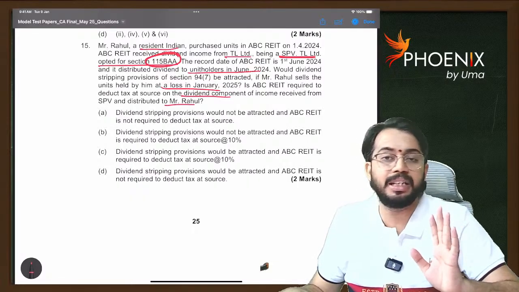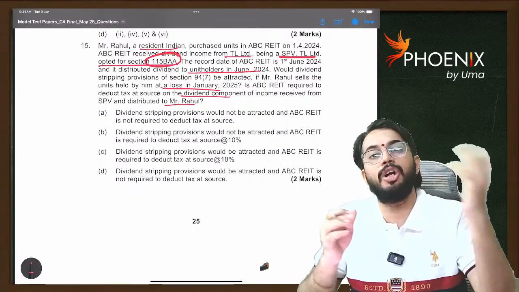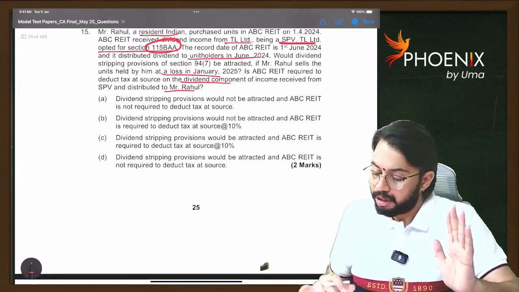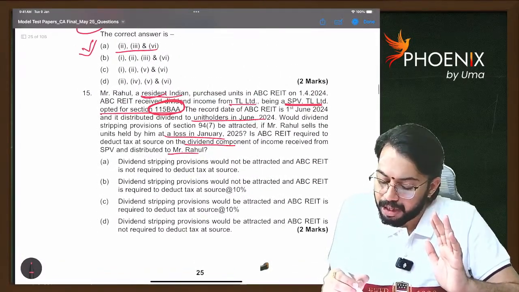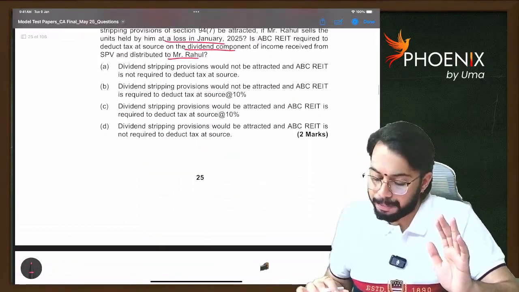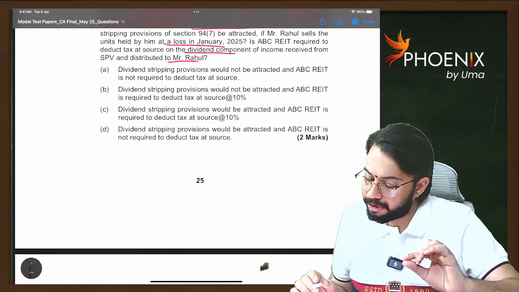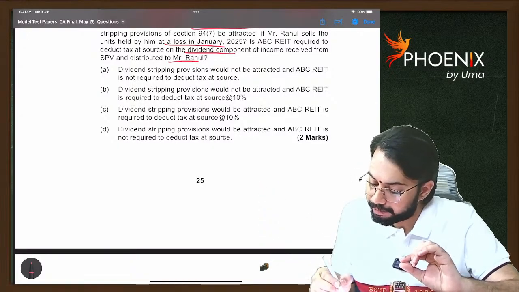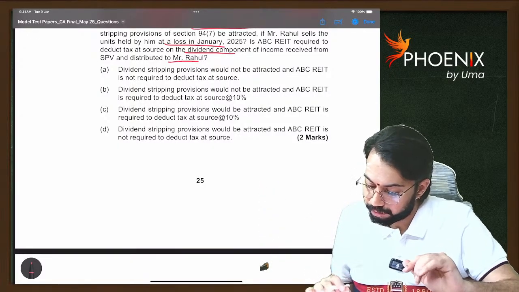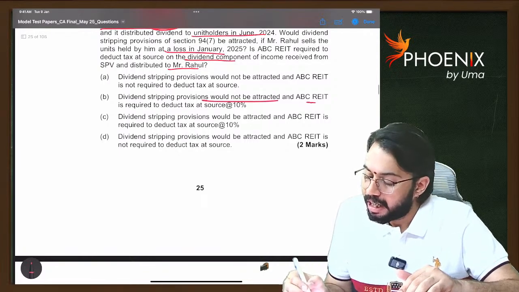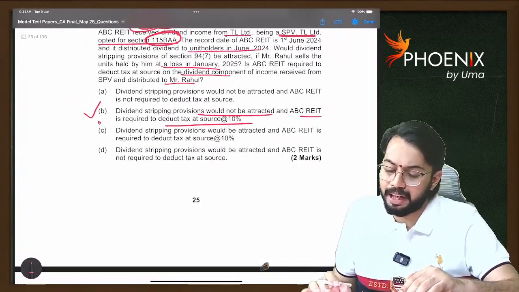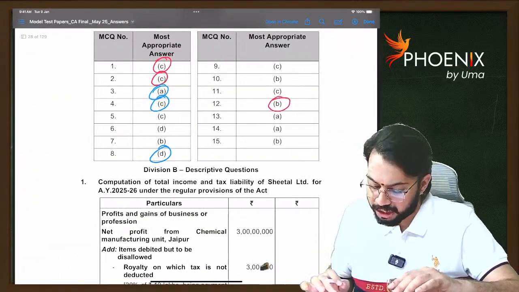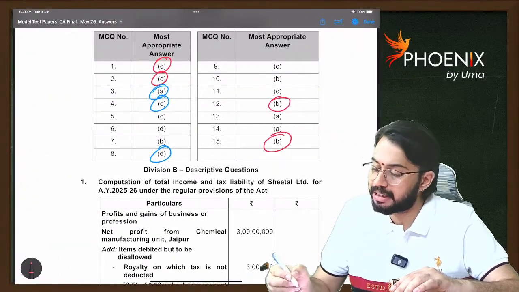Here dividend is received from SPV and passed on to unit holder. So here Rahul is resident Indian, na. So rate of TDS is 10%. So dividend stripping provisions would not be attracted. REIT is required to deduct tax at 10%. So answer for 15 is B. Anyhow, let us check once. So 15 answer is B.